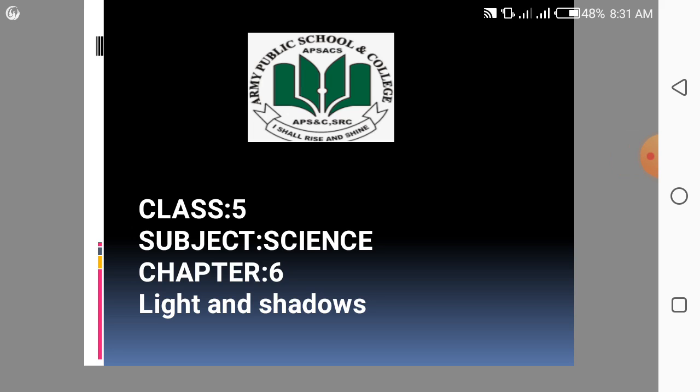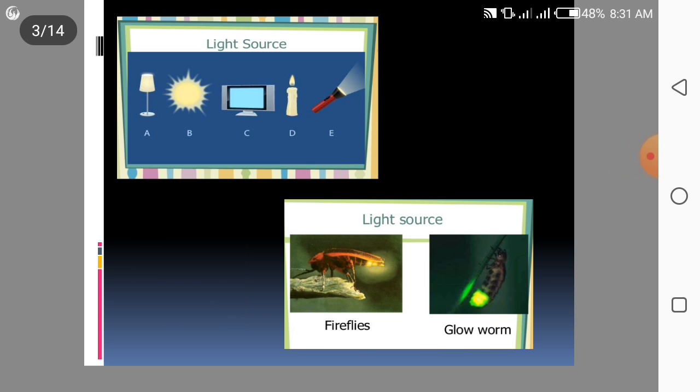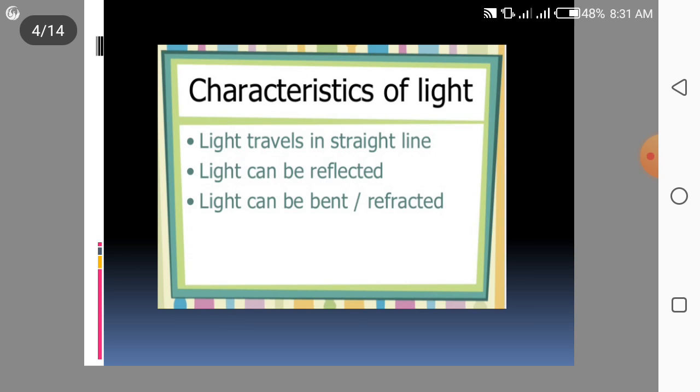In this online module, we are continuing our chapter Light and Shadows. As in the previous lecture, we have discussed that light is the brightness that comes from the sun or fire. Here are the light sources that give us light. For example, TV, lamp, sun, torch, fireflies or glowworm.